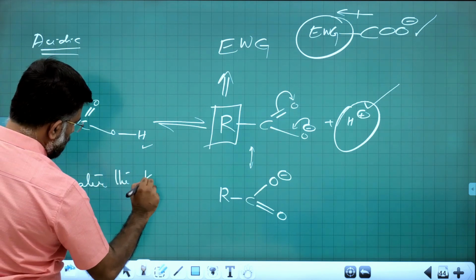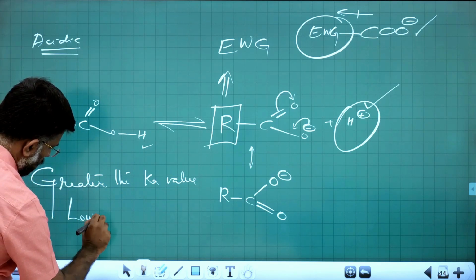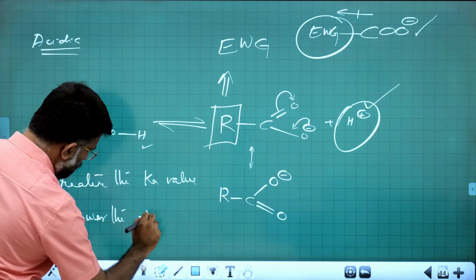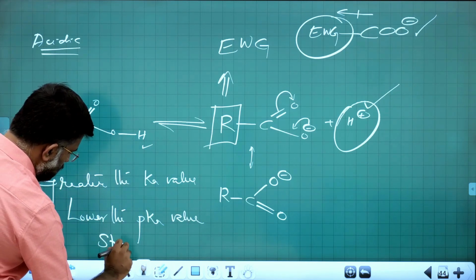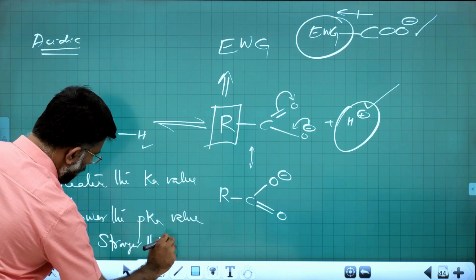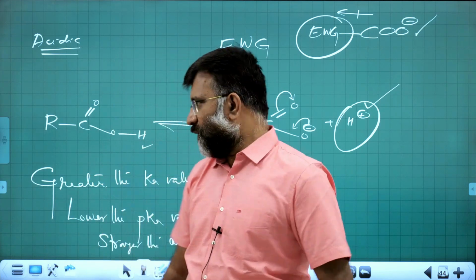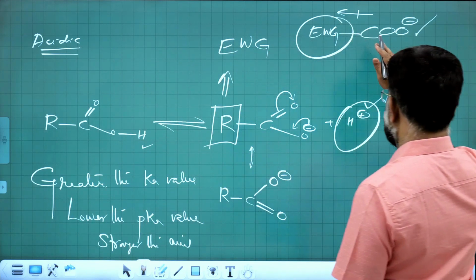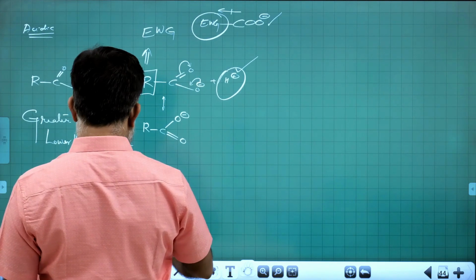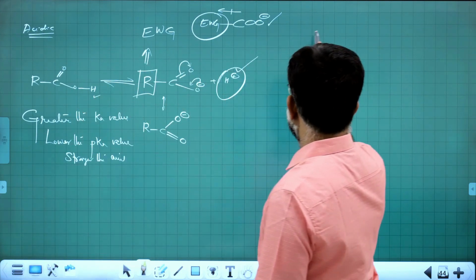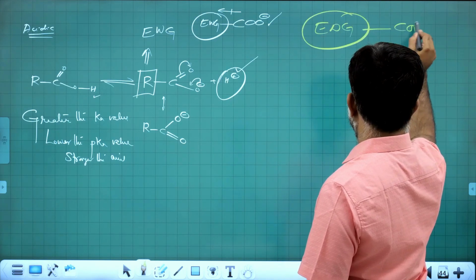Greater the Ka value, lower the pKa value and stronger the acid. All of you know that. So the presence of electron withdrawing group increases the acidic character, while the presence of electron donating group decreases the acidic character. Imagine there is an electron donating group connected to COO minus.